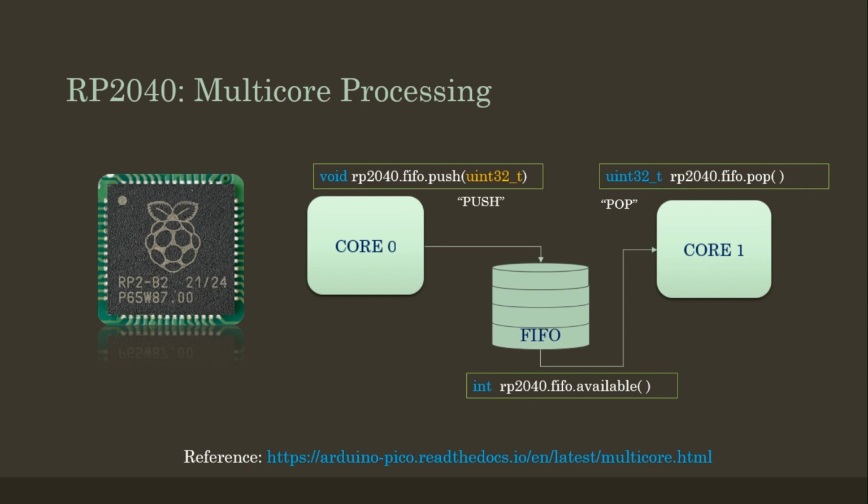The diagram illustrates how core 0 can transfer a value to core 1 using the rp2040.fifo.push function call. By executing this function, the value is added to the FIFO. Core 1 can then use the rp2040.fifo.available function to determine how many values have been pushed into the FIFO. Finally, using the rp2040.fifo.pop function, core 1 can retrieve these values from the FIFO. Note that the value pushed first is retrieved first using the pop function.